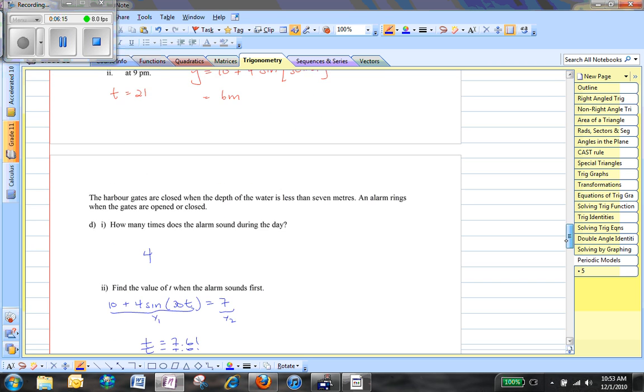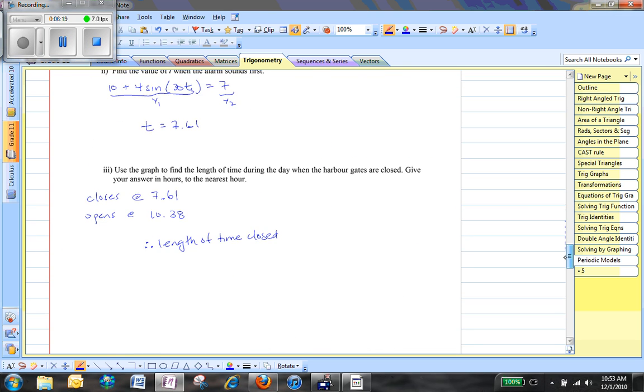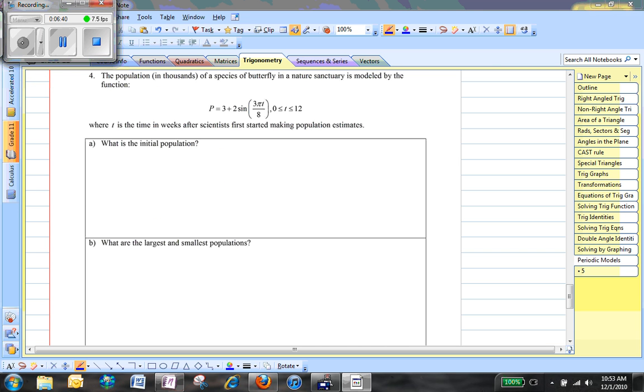So the length of time that the gate is closed is, whoops, sorry about that, 2 times 10.38 minus 7.61, which is equal to 5.54. Because it asks for the nearest hour, that's approximately 6 hours. Last question of the day.